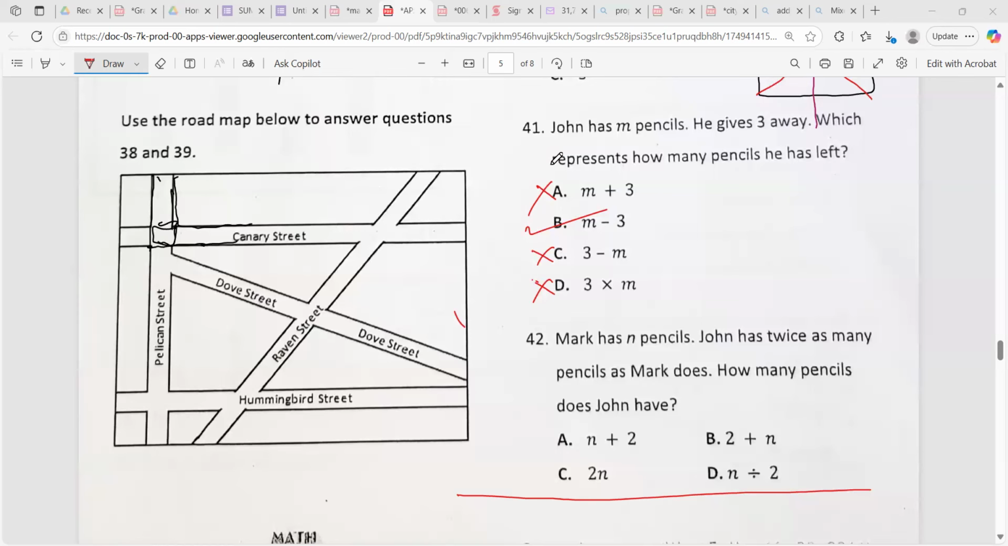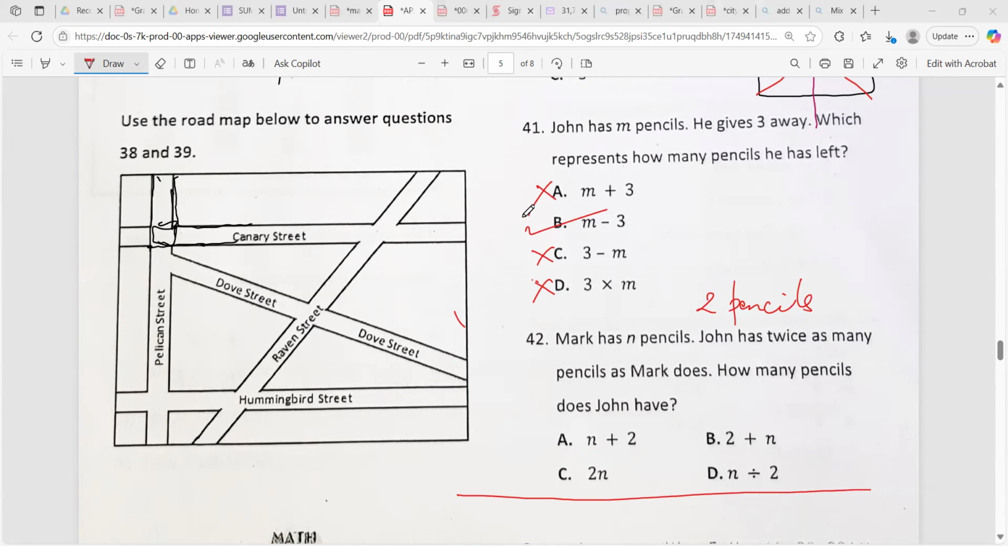But I have a question, guys. What if, let me see, Mark has n. What if Mark had 2 pencils? Can you repeat, please? What if Mark had 2 pencils? Could any one of these work? Which one could work if he had 2 pencils? Why, Gabriel?